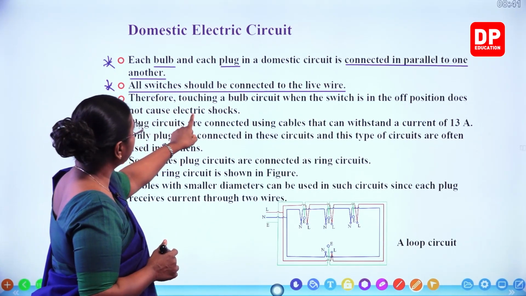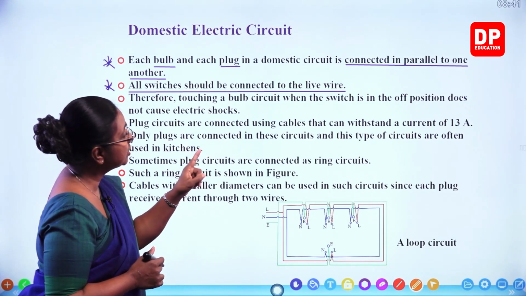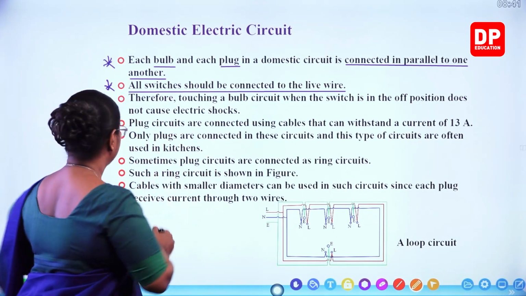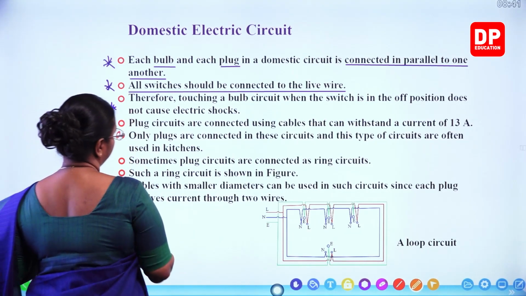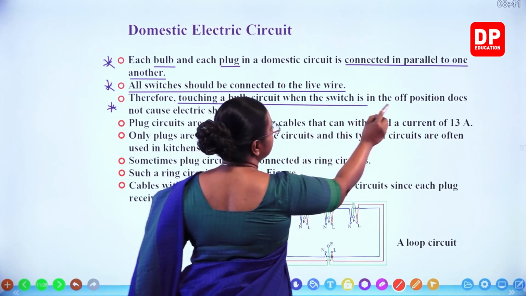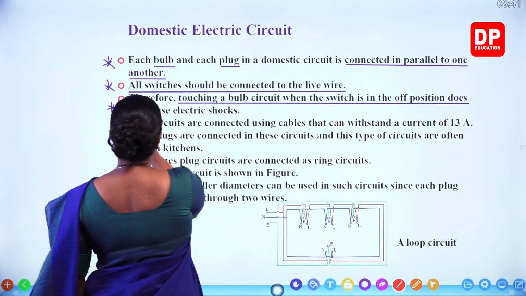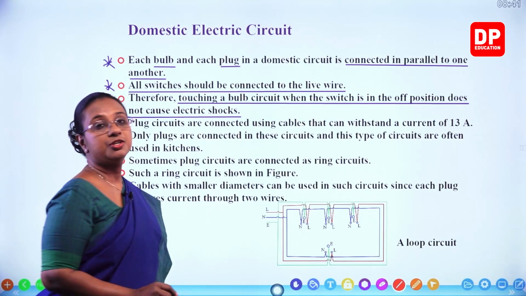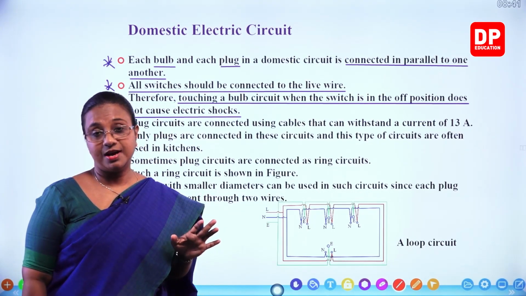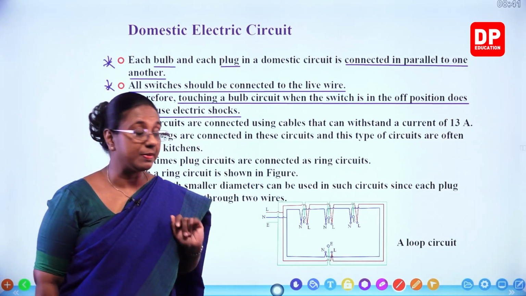Therefore, touching a bulb circuit when the switch is in the off position does not cause electric shocks. So that is again important. You can touch a light bulb when the switch is in the off position without an electric shock, because the switch is connected to the live wire. So you have to remember that.